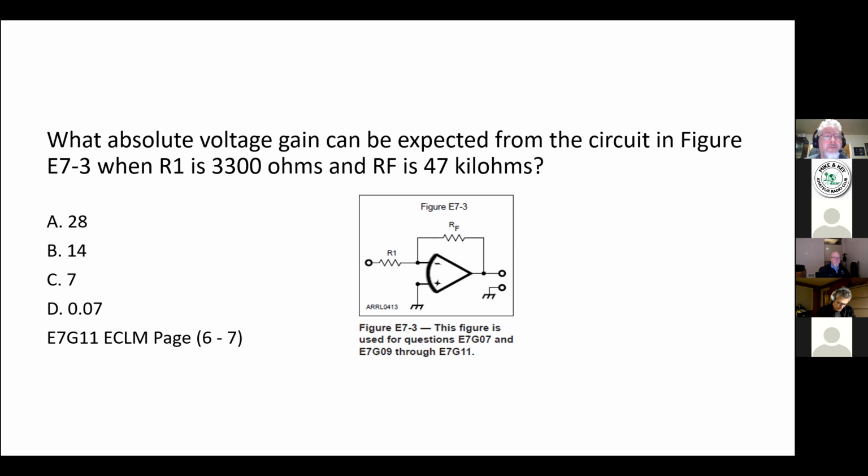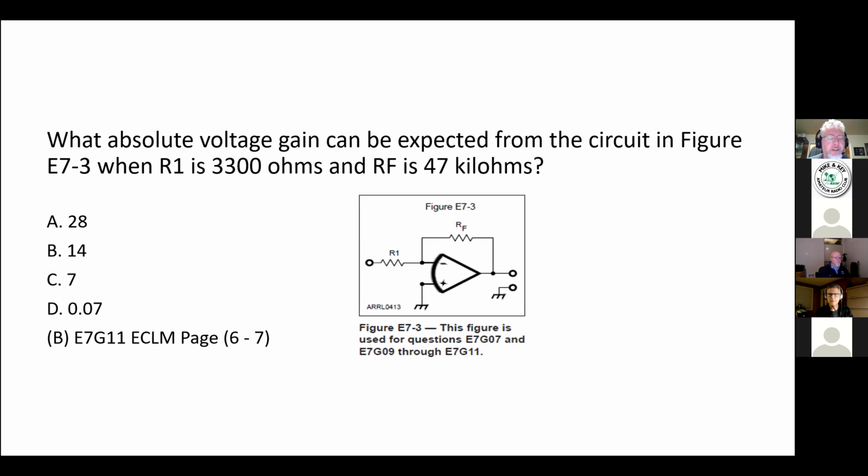What absolute voltage gain can be expected from the circuit in figure E7-3 when R1 is 3,300 ohms and RF is 47 kiloohms? A, 28, B, 14, C, 7, or D, 0.07? Bravo is correct, 14.